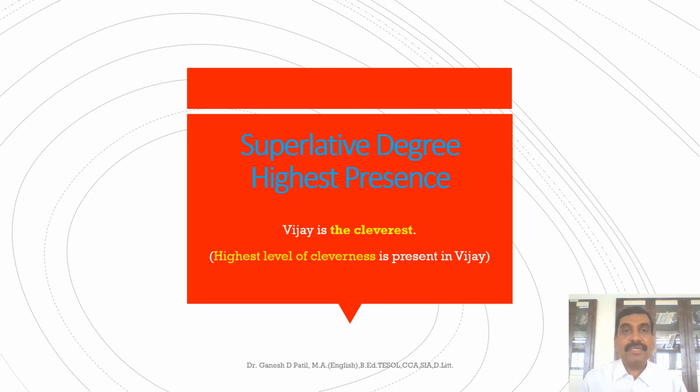Superlative degree shows highest presence of something. For example, Vijay is the cleverest. The quality of cleverness is present in the highest degree. The presence of cleverness is at the highest level. And to show the highest level of something, we can use superlative degree.